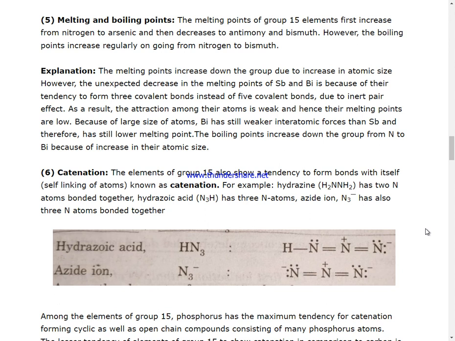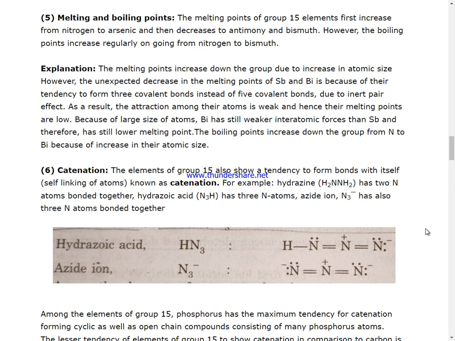Catenation. The elements of group 15 also show a tendency to form bonds with itself, self-linking of atoms known as catenation. For example, hydrazine has two nitrogen atoms bonded together. Hydrazoic acid has three nitrogen atoms. Azide ion has also three nitrogen atoms bonded together.